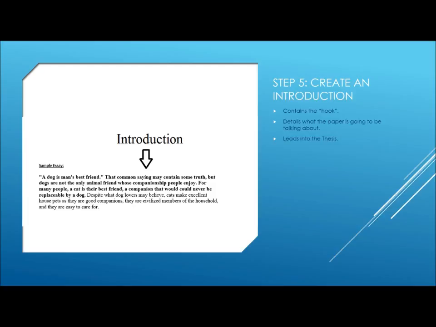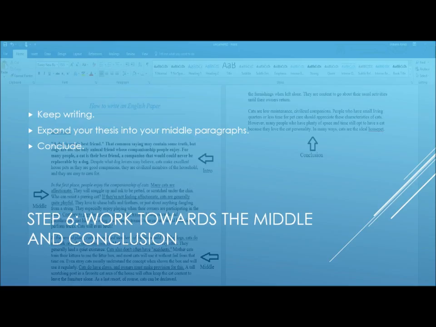Step 5 is to create your introduction and include your thesis. Its intention is to grab the reader while also giving away exactly what the paper is going to be about. Step 6 is to work towards the middle and conclusion. The body of your paper needs to explain topics and ideas that you set forth in both your thesis and your introduction. Maintain these ideas in a clear and specific way that works towards your conclusion.